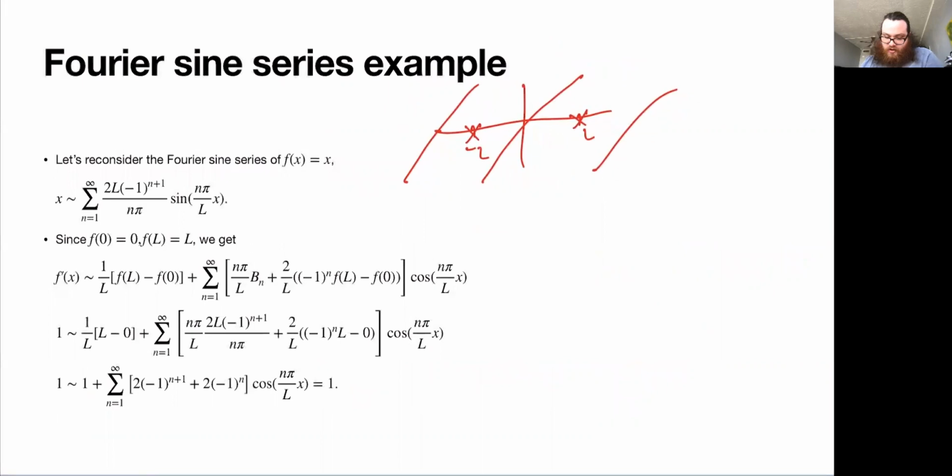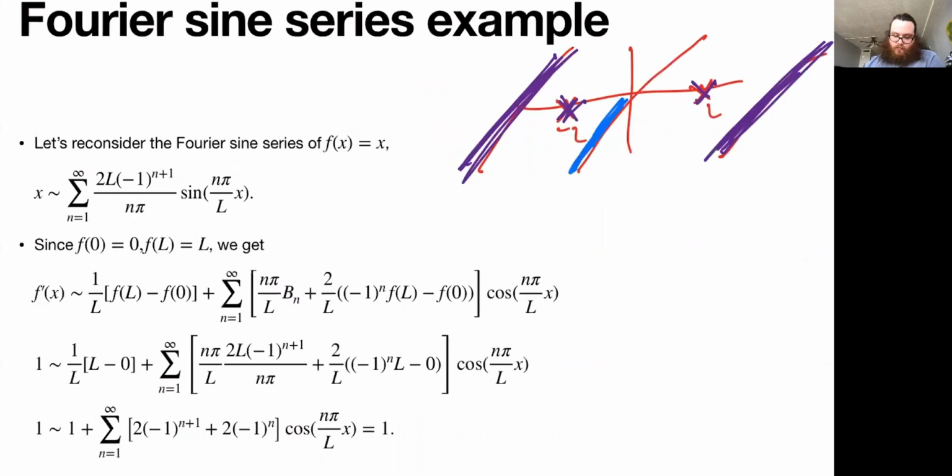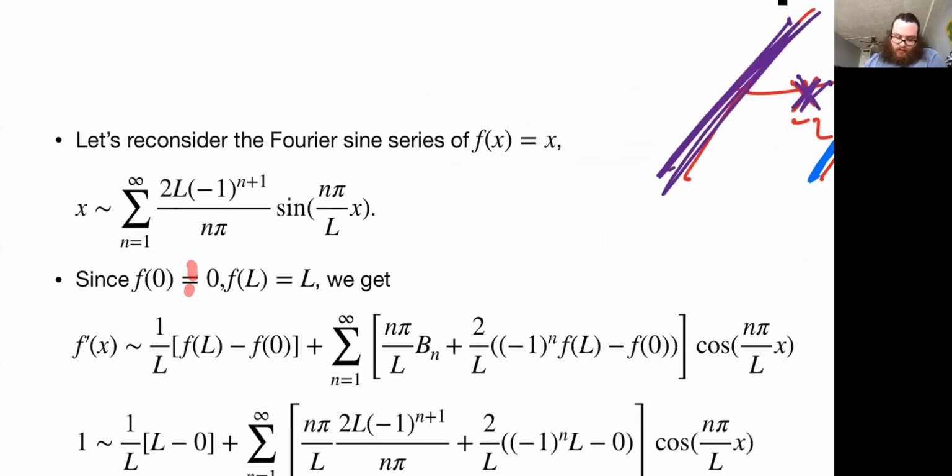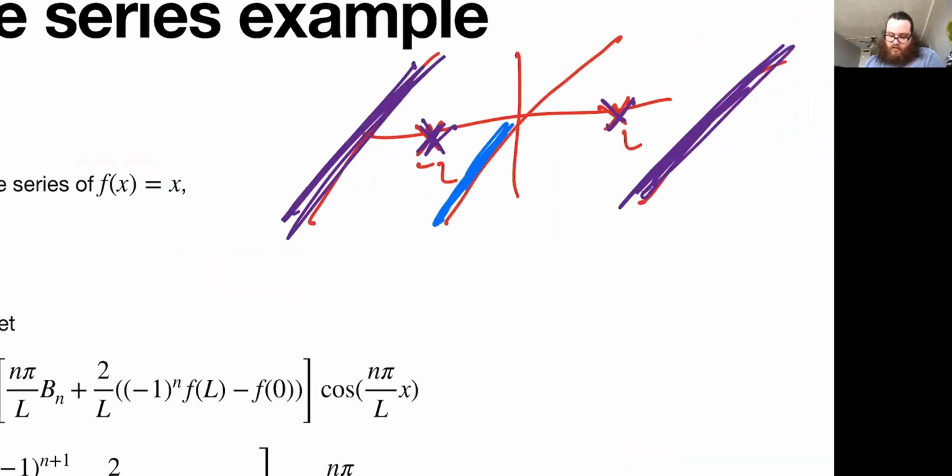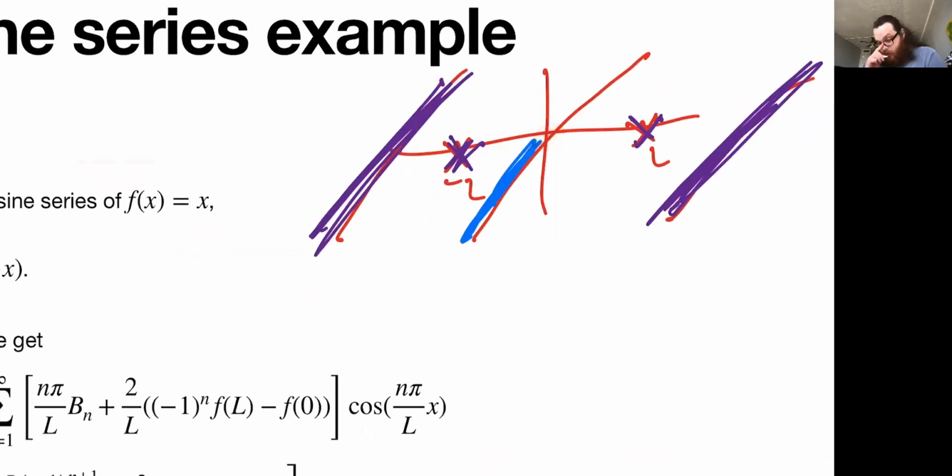Right, so this is the Fourier sine series. So over here, that's the odd extension. And then these pieces are the periodic extension. And then 0 right there, okay? So this is the Fourier sine series for f of x equals x. And so in this case, the value of f at 0 is 0. The value of f at L is L.